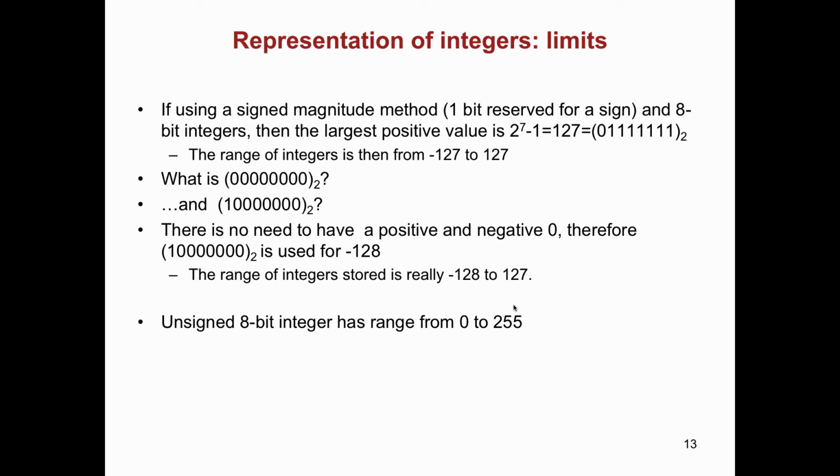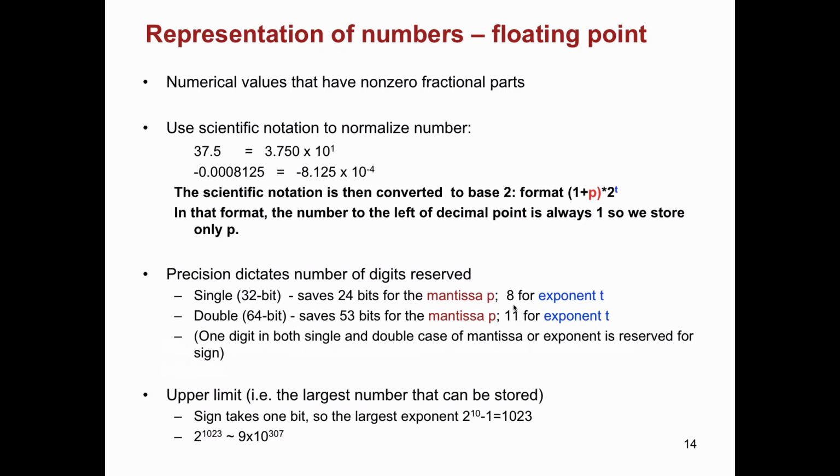And if I had unsigned bits, then I would have a 0, so all of my space would be able to store the number. So then my range would be 0 to 255. 255, the largest number, is if I put all of the digits to be 1. Okay. So if I have real numbers, the situation is completely different.